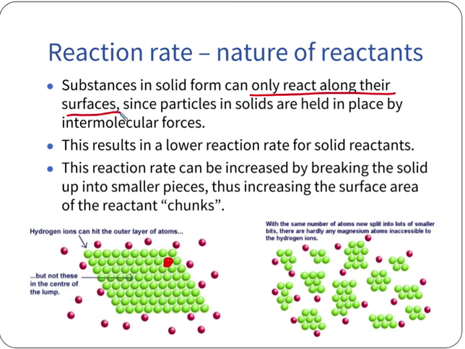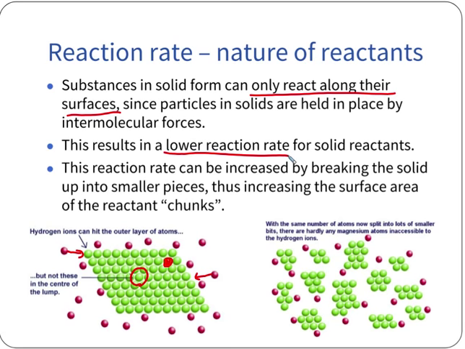Down here we have a picture of a chunk of some green material, and we have these red hydrogen atoms that want to bond. They're able to collide with the atoms on the surface, but they can't bond with any of the atoms in the middle because those are just not available. And so solids tend to have lower reaction rates than other phases.